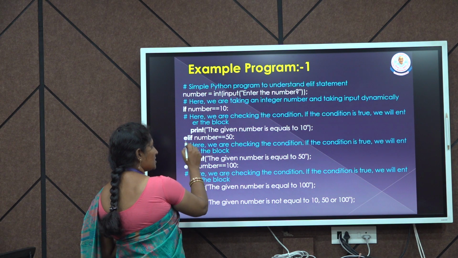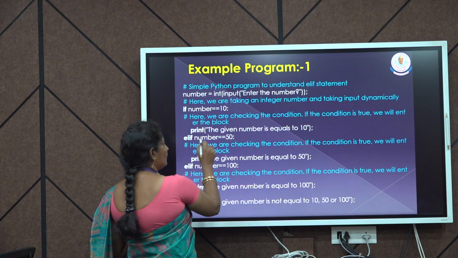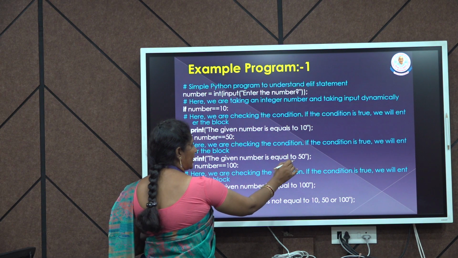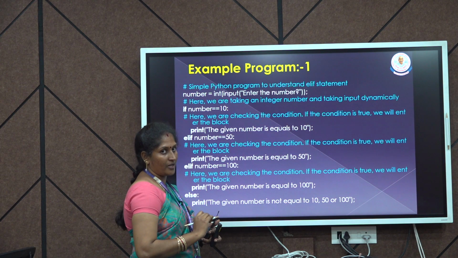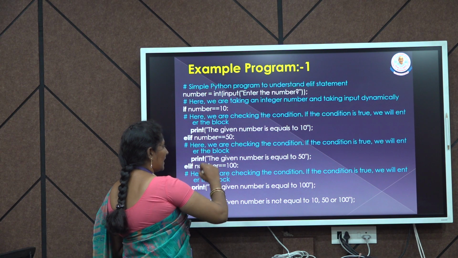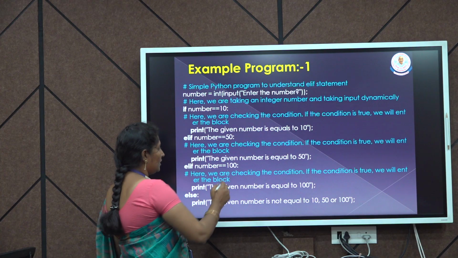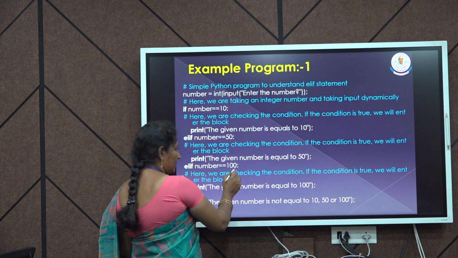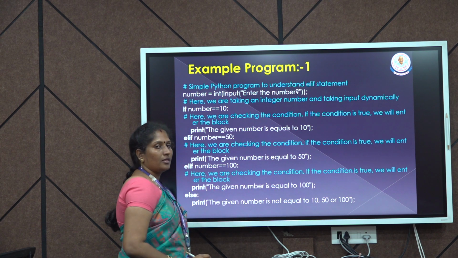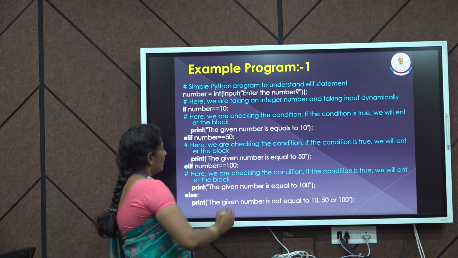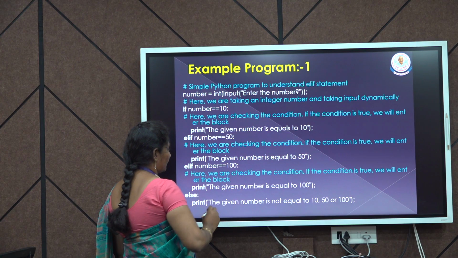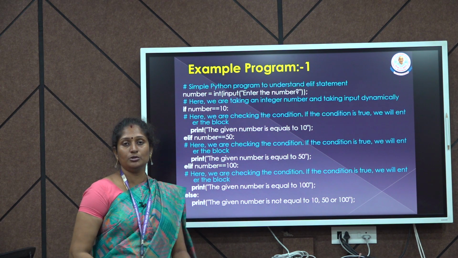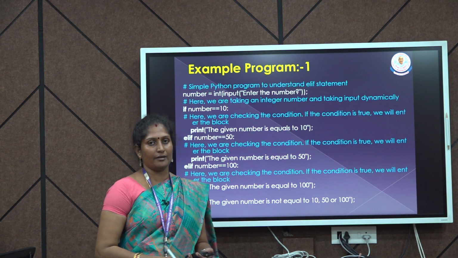So, here we have mentioned elif. So, elif number equals 50, if my condition is true, it executes it is equal to 50. If not, again it moves to the next condition. It checks number equals 100. If my condition is true, it executes the number is equal to 100. If all these conditions are false, it executes the else statement: the given number is not equal to 10, 50 or 100.